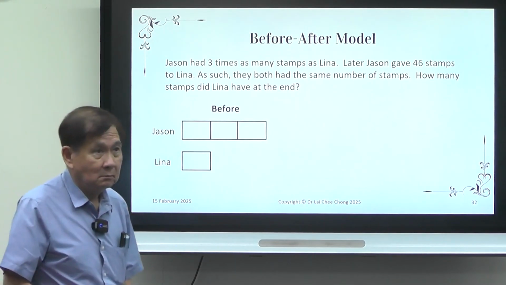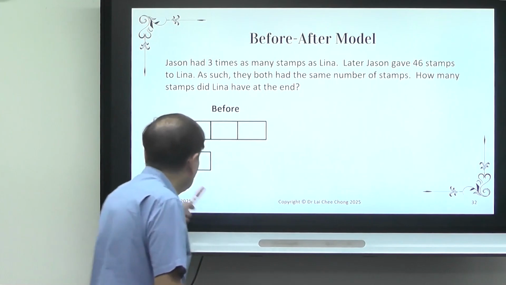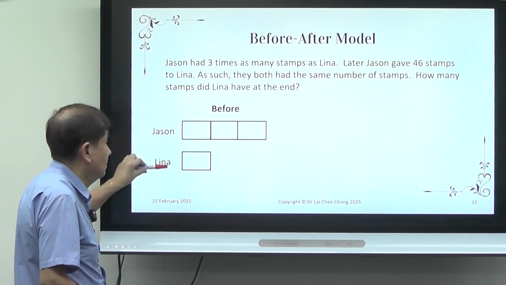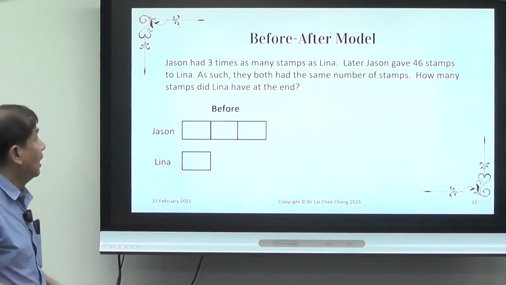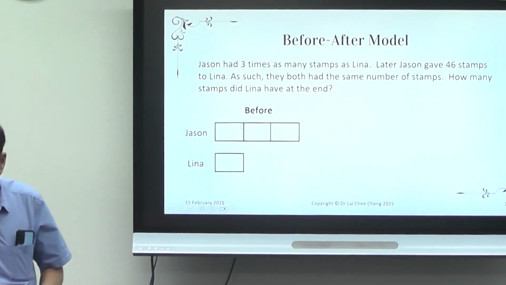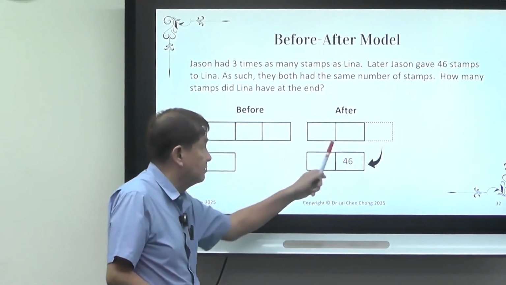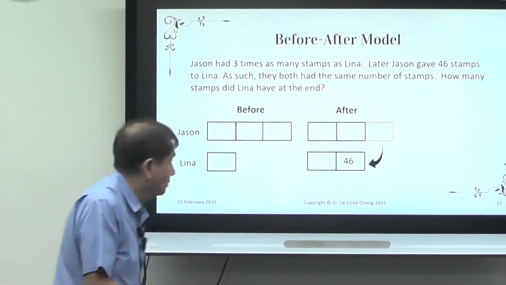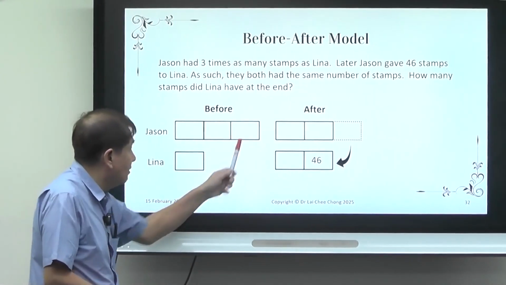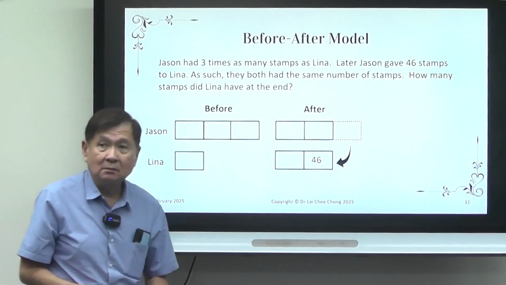Simple. I will know how to do this comparison model, right? This is a comparison model. This is 3 times as many as Lena, so I'll just put it down there. But after, what happened? He gave 46 and then the same number of stamps, right? Now, if you look at it, is it very obvious to just literally move this box down here to make it equal? Am I right to say that?